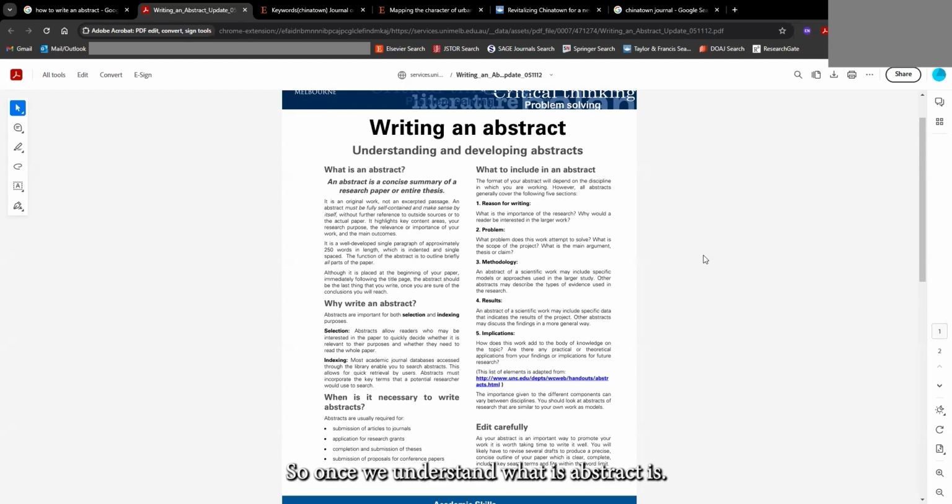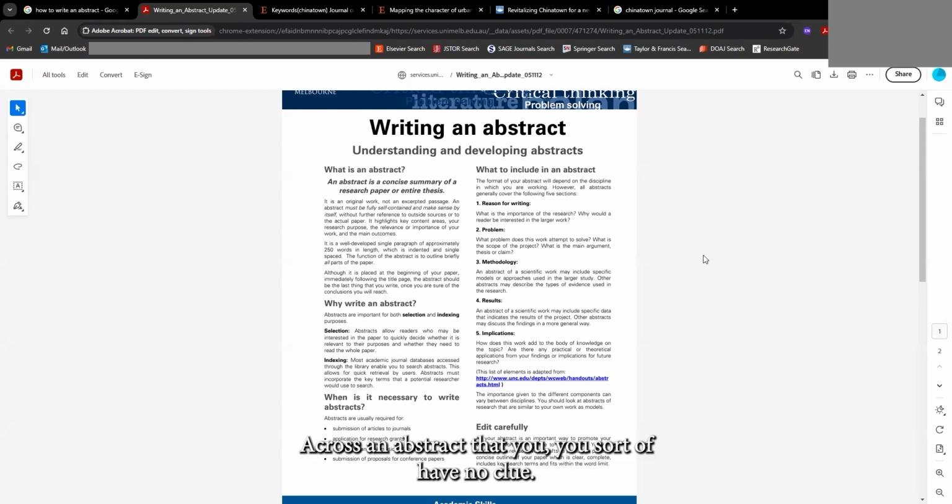Okay, so once we understand what an abstract is, we now want to take a look at the key 5 elements, how to write one, and also how to decipher one if you ever come across an abstract that you have no clue how to read. With this information sheet as the background, we've got 5 key elements that we're always looking for. Whoever's reviewing your abstract will be looking at mostly these 5 key things as well.